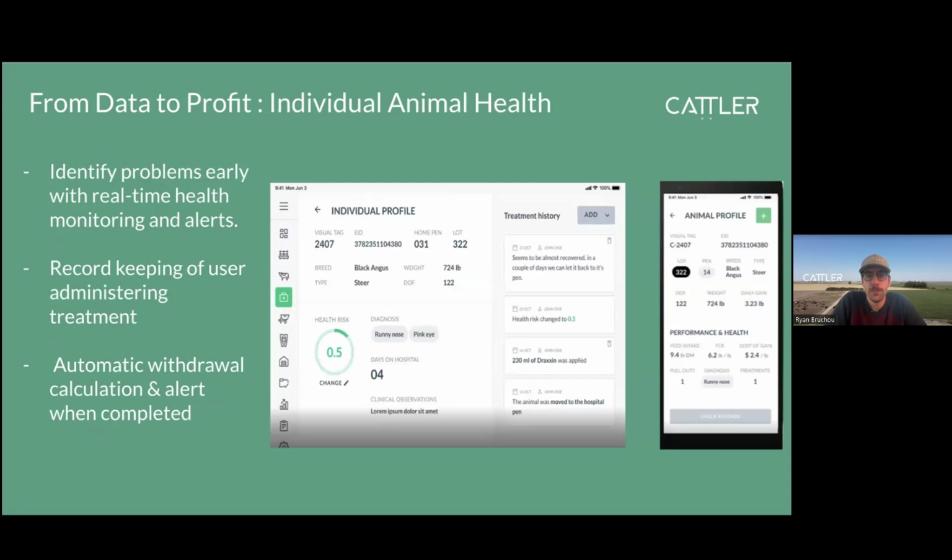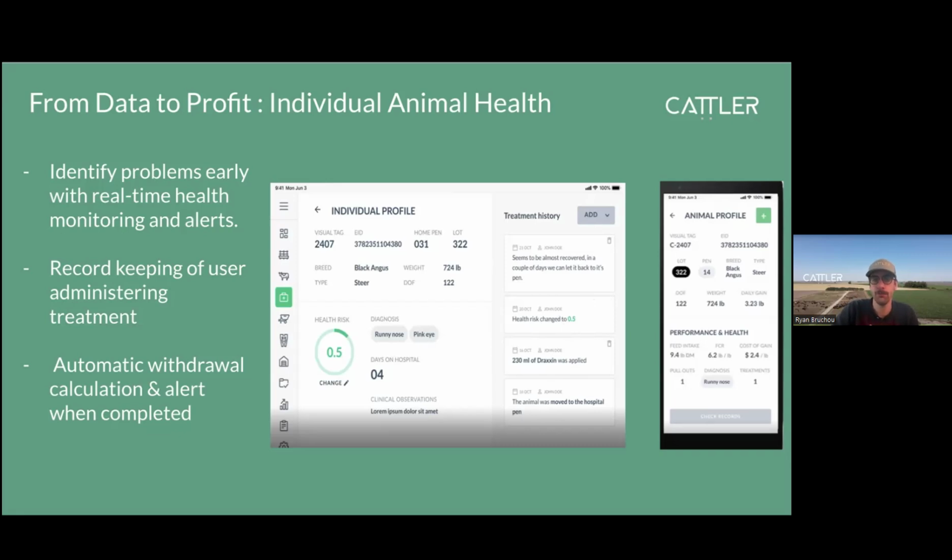And last but not least, from the data to profit side, it has to do with the individual animal health. So in Cattler, every animal that comes in is an individual anonymous animal. And what that means is that even though you do not have a tag or an EID on that animal, it still exists in itself. So you're able to treat it, even though you don't have a tag, you can retreat them, and you're going to start to see that animal rack up a tab of all the activities it's had. So either the health risk has changed, treatment, or moved to a hospital pen, so you're always going to know what happened with this individual animal.